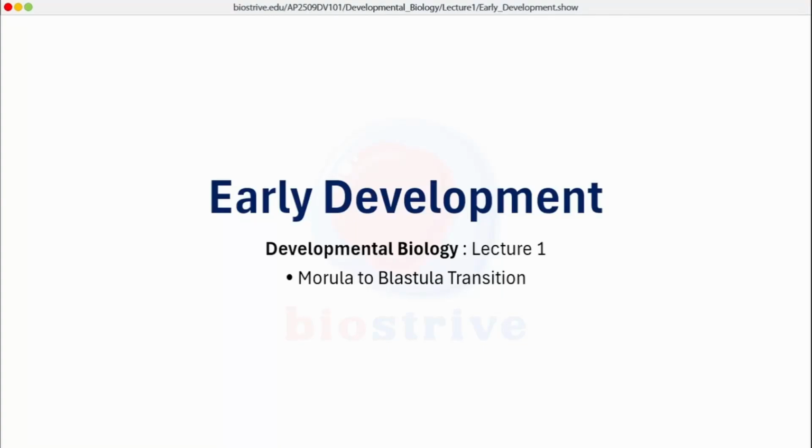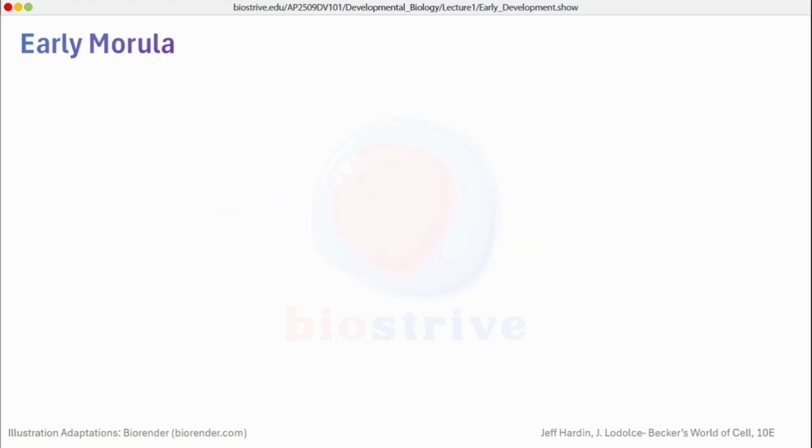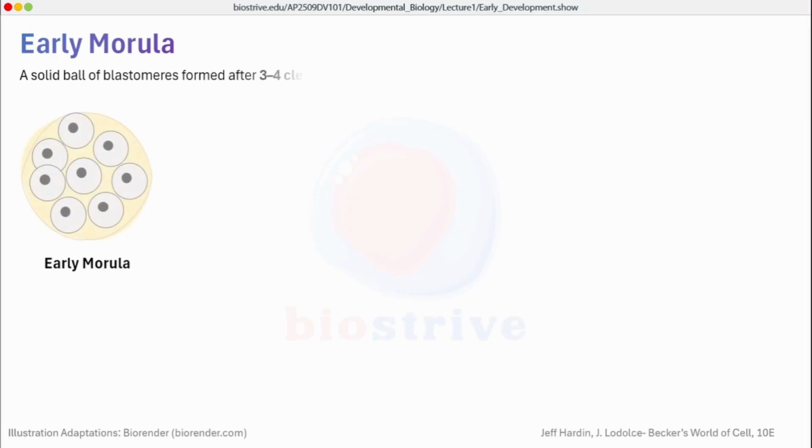We are starting with Morula to Blastula transition in early development, and we will be talking about this development in mammals, and we will also talk about human development as well. So what are the characteristic features of early Morula? How can we identify this stage?